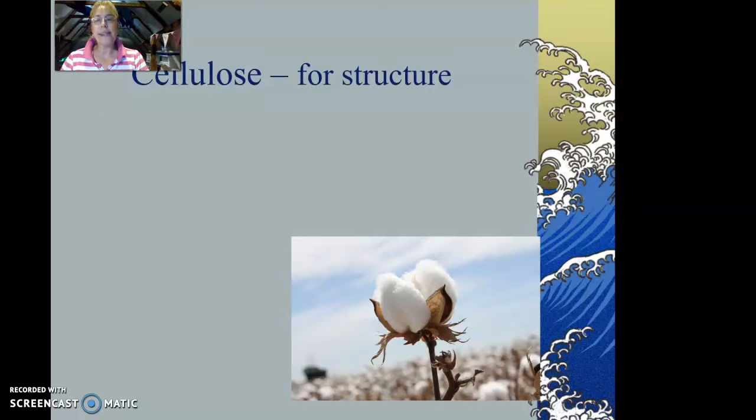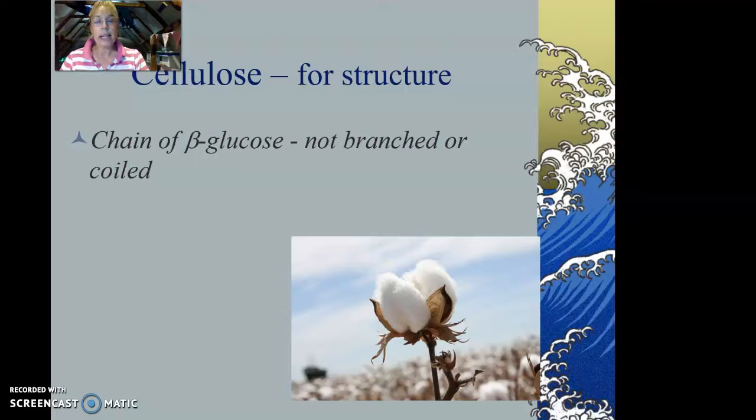Okay, now when you think about cellulose, cellulose is a structural molecule. Okay, so over here we've got some cotton. Cotton is pure cellulose. So we have a chain of beta glucose, and we don't want any branches. That's going to make it really, really nice and strong, and we also don't want it coiled.